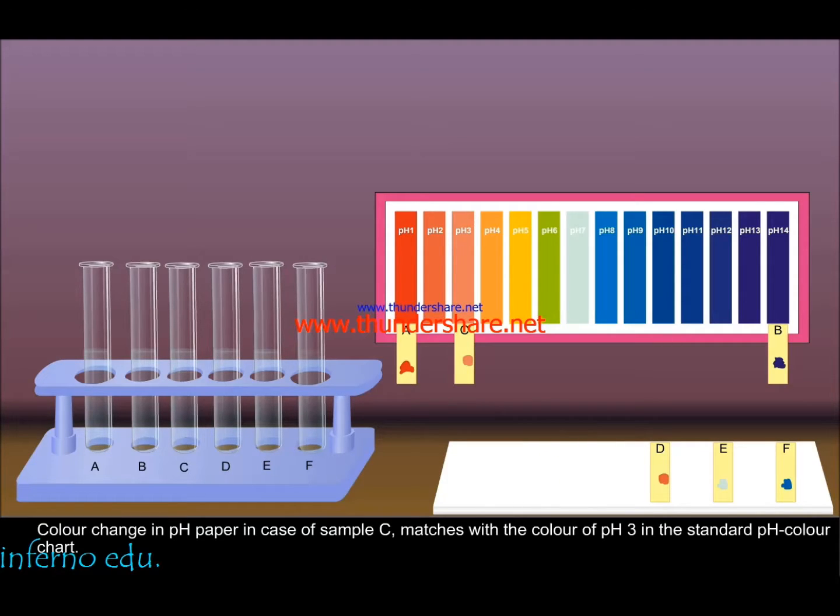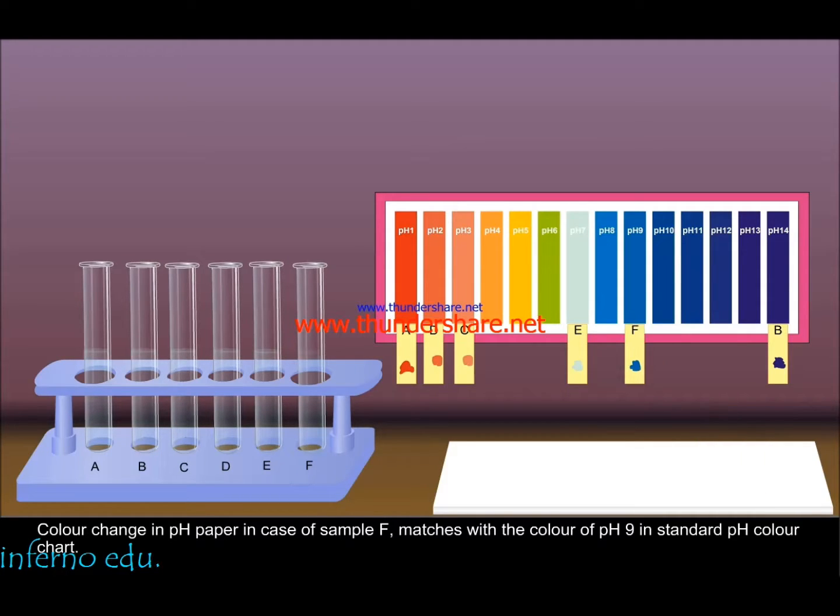Color change in pH paper in case of sample C matches with the color of pH 3 in the standard pH color chart. Color change in pH paper in case of sample D matches with the color of pH 2 in the standard pH color chart. Color change in pH paper in case of sample E matches with the color of pH 7 in the standard pH color chart. Color change in pH paper in case of sample F matches with the color of pH 9 in standard pH color chart.